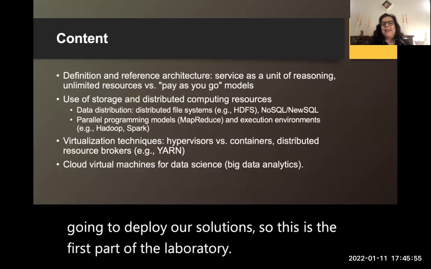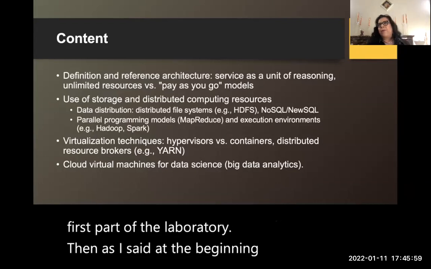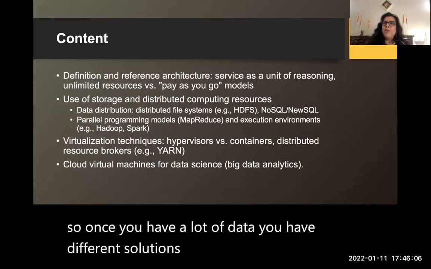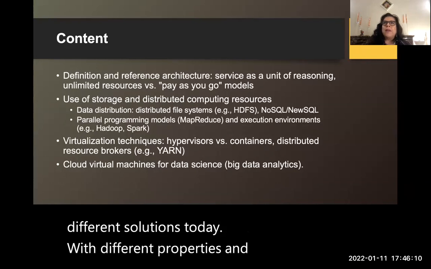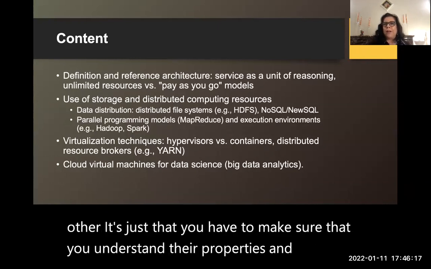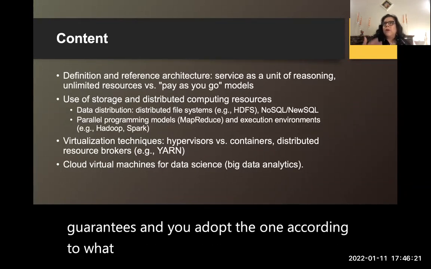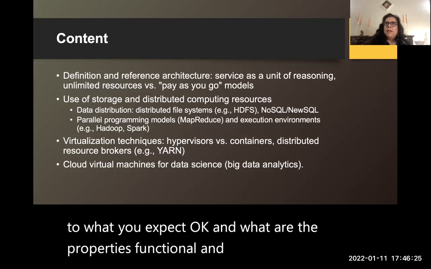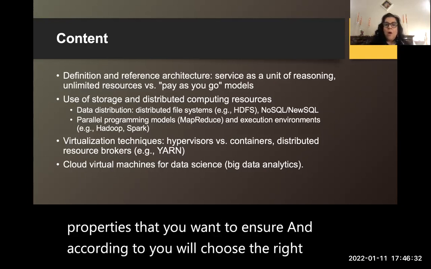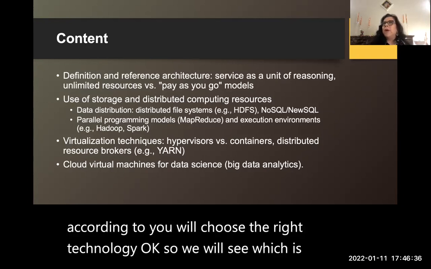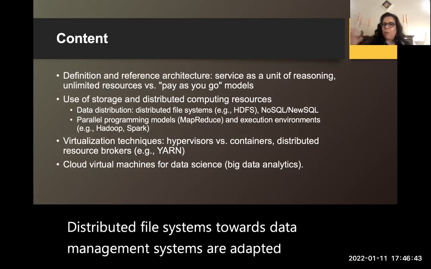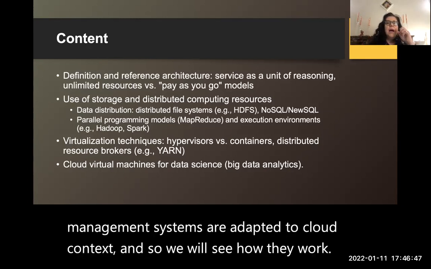Then, as I said at the beginning of the session, there is the problem of organizing the data. Once you have a lot of data, you have different solutions today with different properties and different characteristics. None of them is better than the other. It's just that you have to make sure that you understand their properties and their guarantees, and you adopt the one according to what you expect. What are the functional and non-functional properties that you want to ensure, and according to this, you will choose the right technology. It goes from distributed file systems towards data management systems adapted to cloud context, and we will see how they work. This will be the second part of the laboratory.